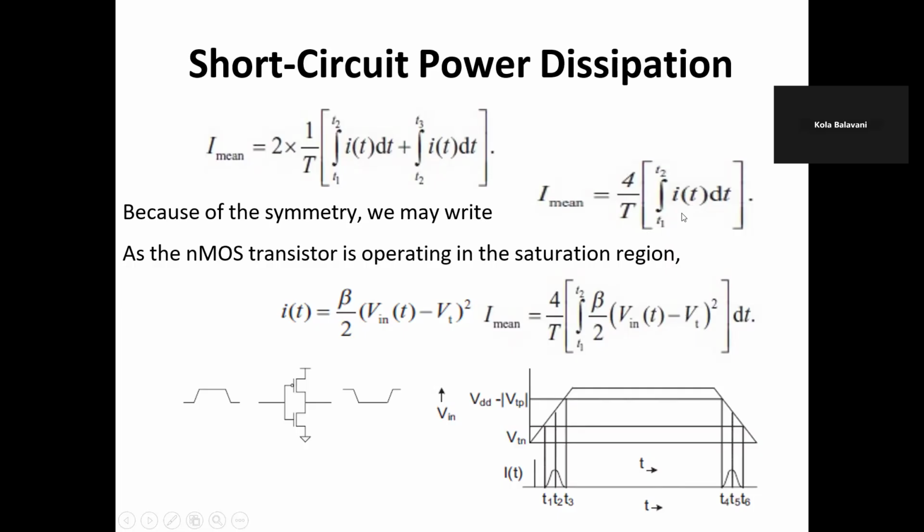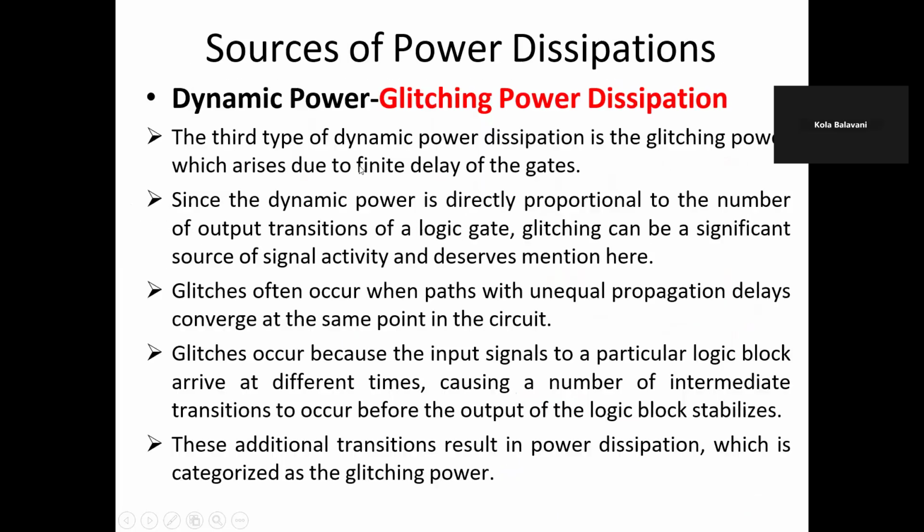So just that I of t in saturation region, that will be substituted in this formula to get that I mean value. So this is the short circuit power dissipation. And one more type present in the dynamic power is glitching power dissipation. This is the third type in dynamic power dissipation.